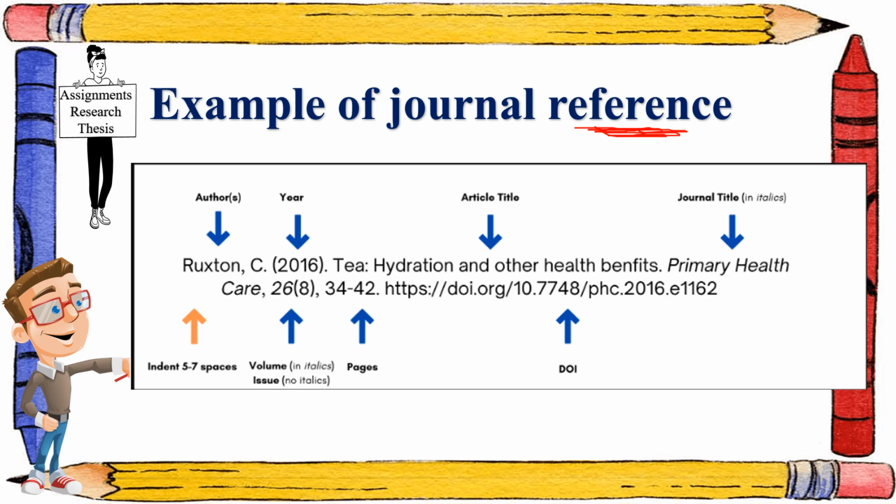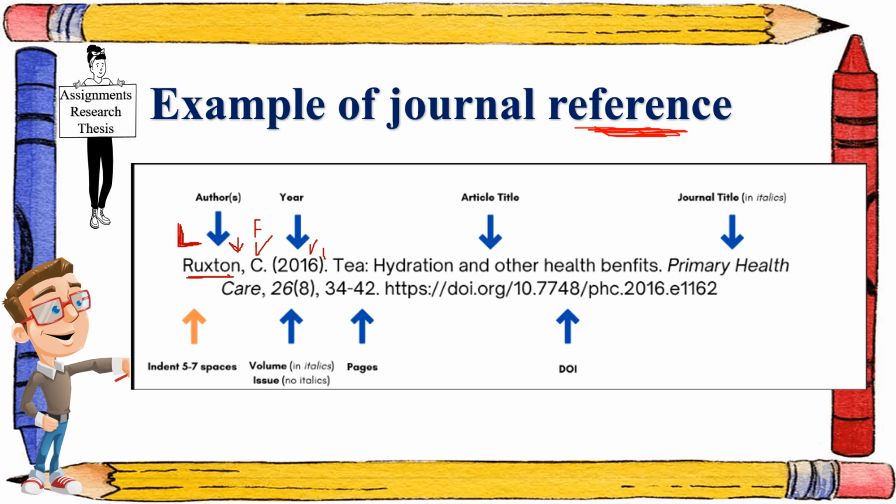Okay, so first thing first, that is the author's name. So in author's name you can see this is Ruxton. So this is the last name of the author. Please listen very carefully. Always the last name of the author will come first, and then there is a comma, and then this is the first initial or first name of the author in capital letter, and then full stop. Then the year of publication in brackets, and then full stop. So this is the first thing.